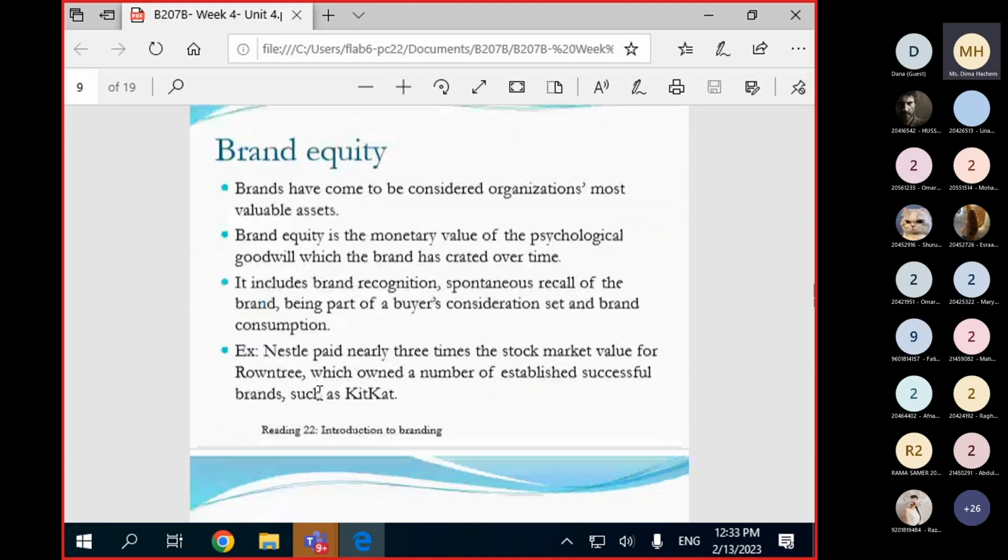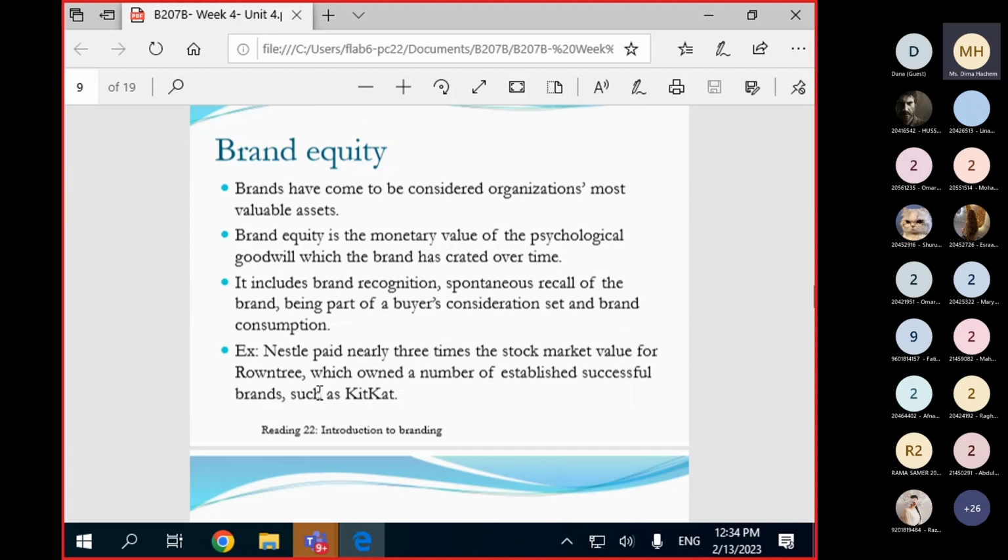So, what's brand equity? What does the word equity mean? Yes, anybody here an accounting major? Equity usually is the ownership. It's how much, or the amount, that the owners own. It's assets minus liability.